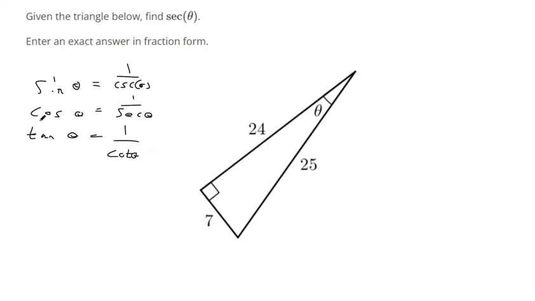So from that definition, you've got cosine. If you know that cosine is adjacent over hypotenuse, then secant is hypotenuse over the adjacent. It's just the flip. It's the reciprocal.